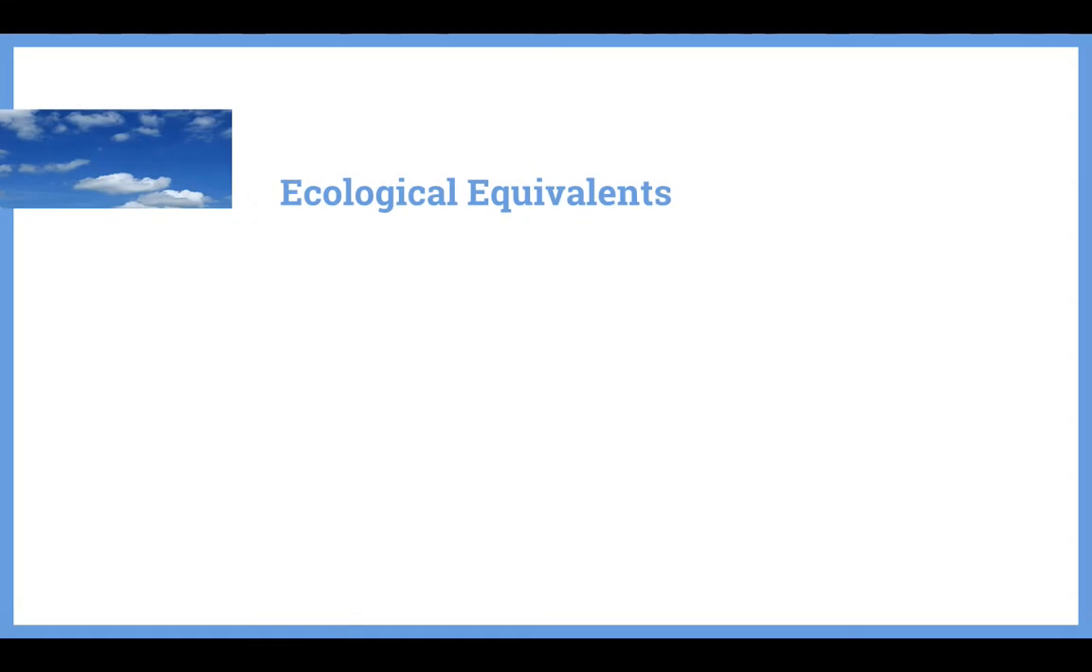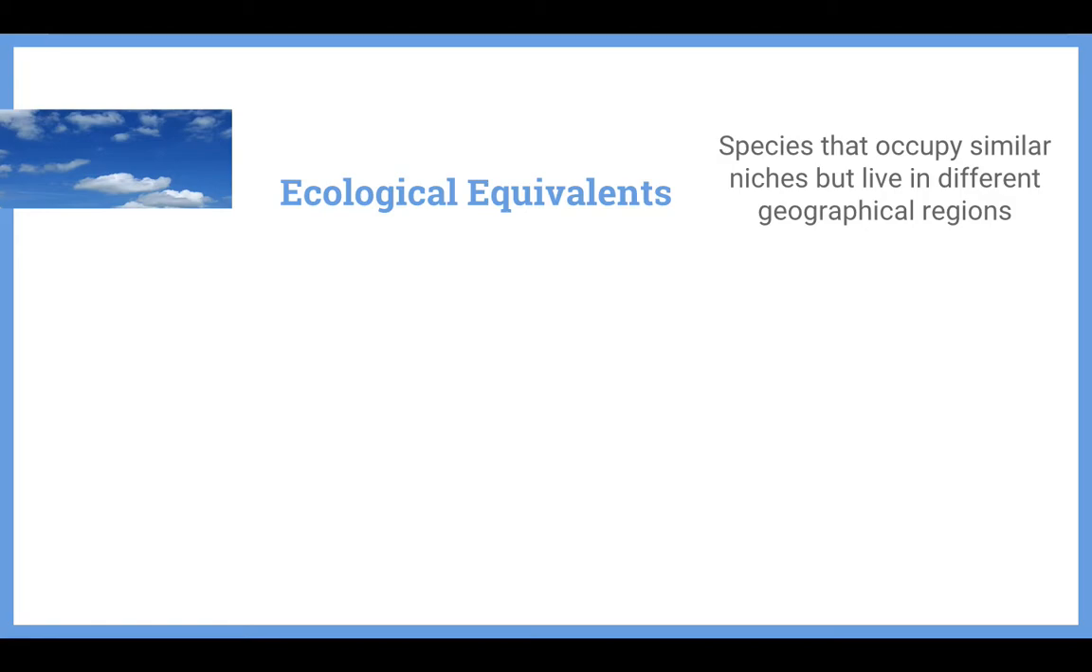So shifting gears a little bit, we're going to talk about ecological equivalents. That must mean things that are similar but not exactly equal. They are species that occupy similar niches but live in different geographical regions. So originally, the red squirrel and the gray squirrel would have been ecological equivalents. The red squirrel occupied the niche in Great Britain, and the gray squirrel occupied the niche in the United States. They lived in different areas, so they didn't necessarily compete.